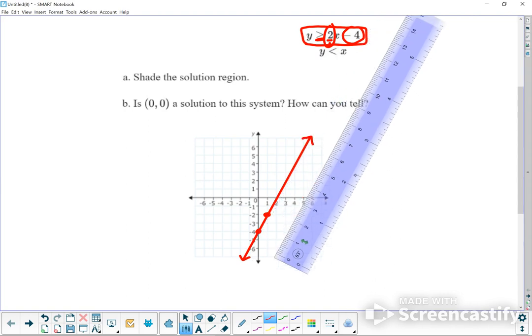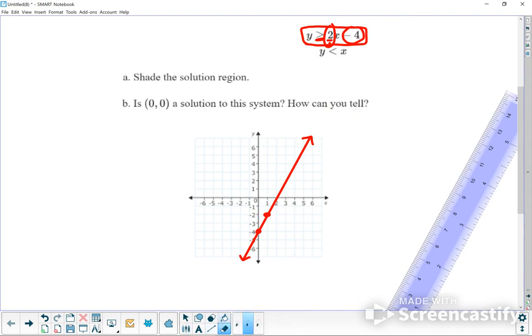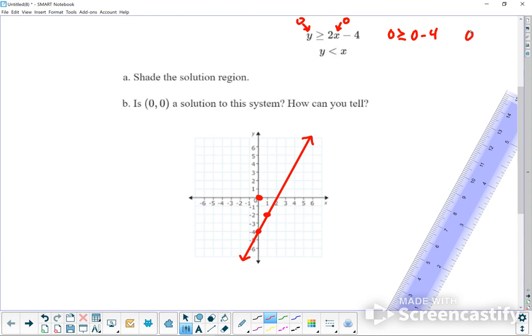Okay, move this aside. If I don't really know how to read this, I can just take a test point and test it. So I'm going to use 0, 0. I'm going to put a 0 right here, and a 0 right here. So if I copy it, I get 0 greater than or equal to 0 times 2, sorry, 0 times 2 is 0. Take away 4, and that makes 0 is greater than or equal to negative 4. And that is true, so I would shade towards the 0, 0.